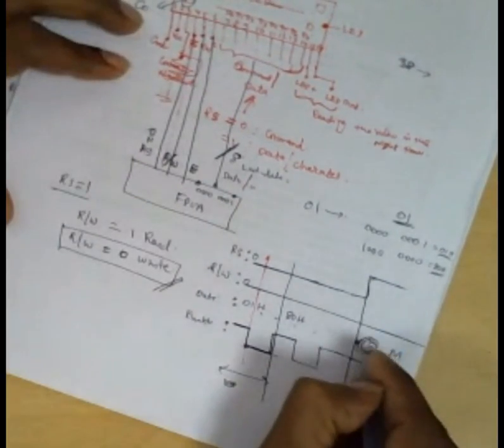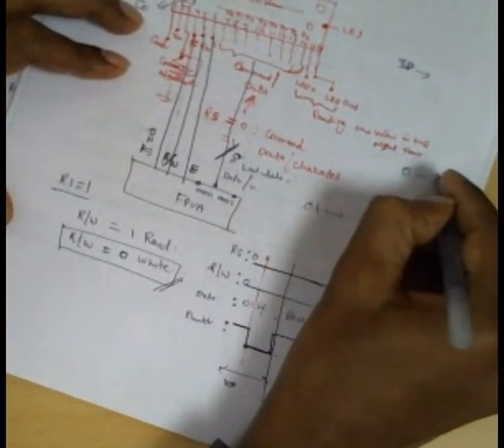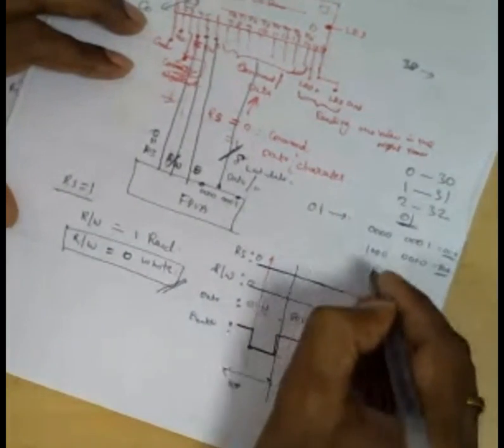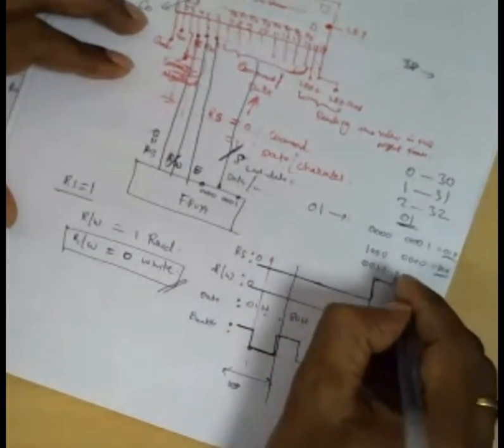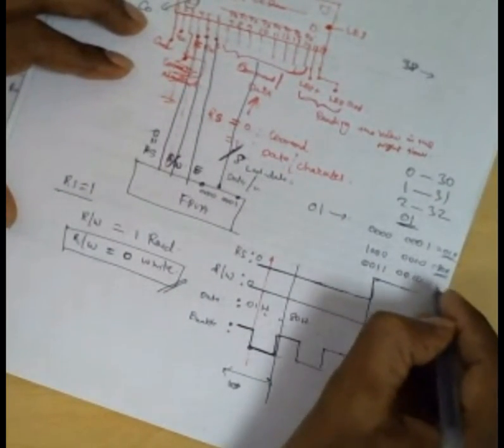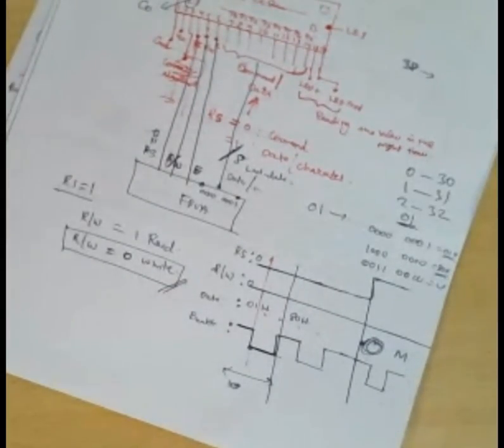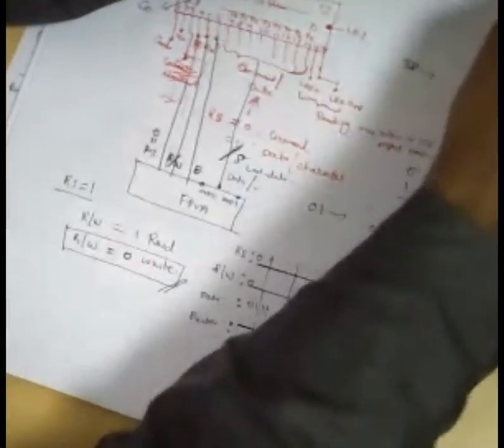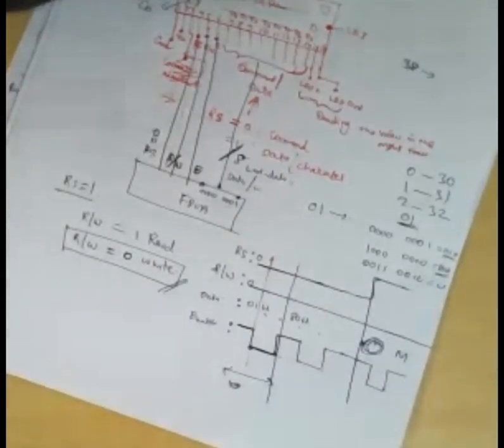For 0, the ASCII value is 30. For 1, the ASCII value is 31. For 2 it is 32. Whenever you give 0011 0000, it will display 0. If you send 31, it will display 1. So you need to feed the ASCII values. Then 40 for capital A, 41, 42, 43. Go to the ASCII table on the internet, and you will come to know those values.